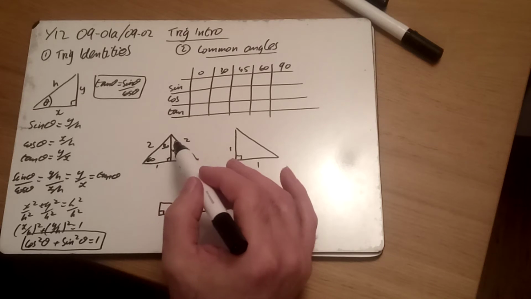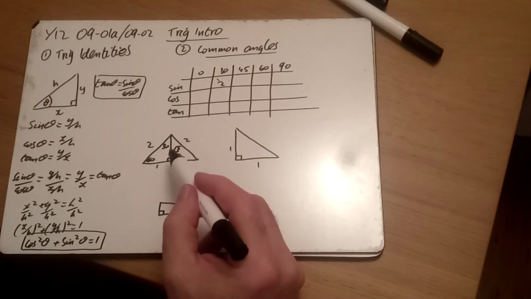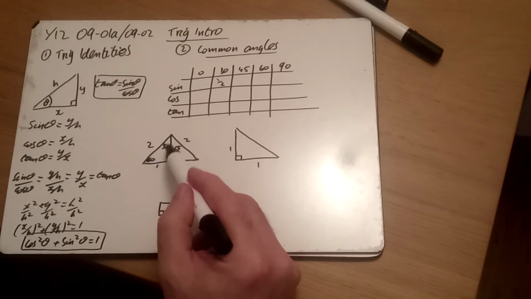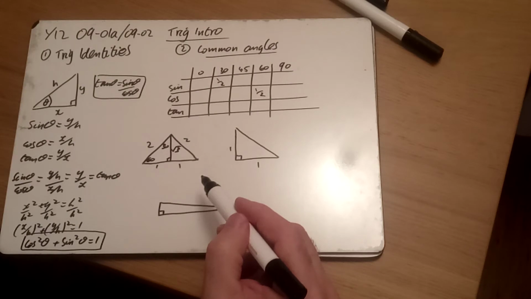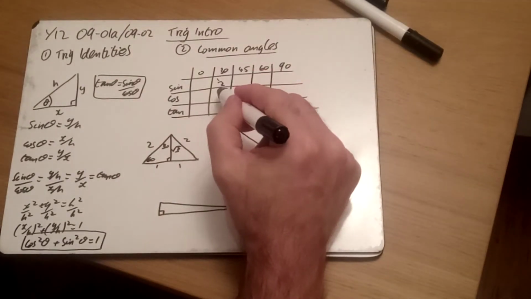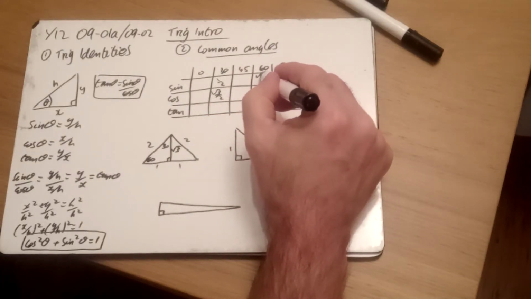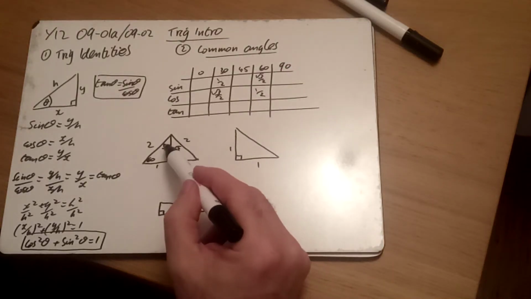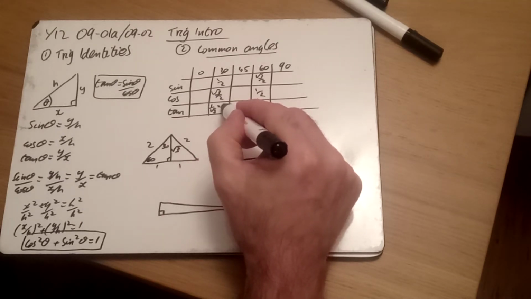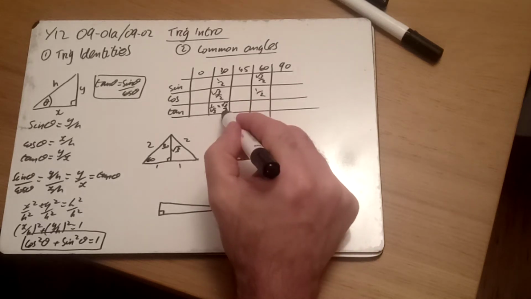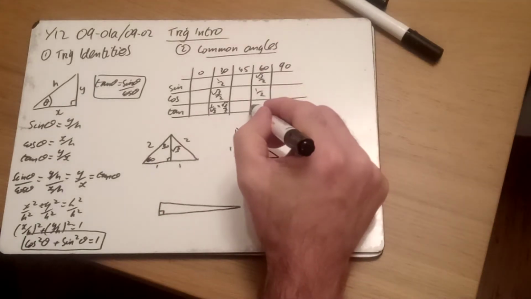And then bit by bit, I can pick out sine 30, opposite over hypotenuse, half. And that's exactly the same as cos 60, because what's opposite one angle in a right angle triangle is the adjacent for the other one. So cos 60 is also half. Cos 30, adjacent over hypotenuse, root 3 over 2, which is the same then as sine 60, root 3 over 2. And tan 30, opposite over adjacent, 1 over root 3, which with a bit of surd work is the same as root 3 over 3. Never like seeing a surd on the bottom of the fraction. Similarly for tan 60, root 3 over 1 is simply root 3.